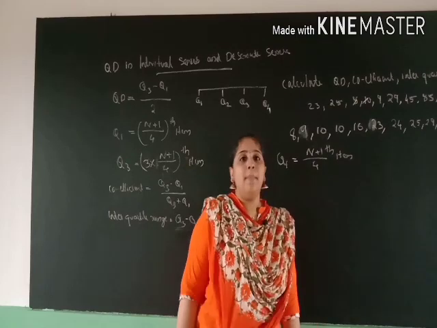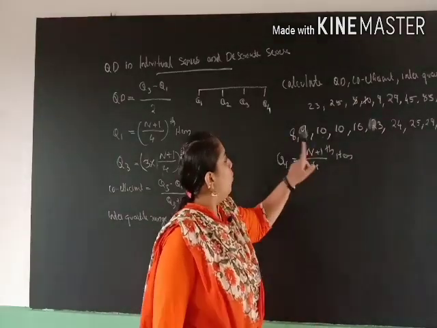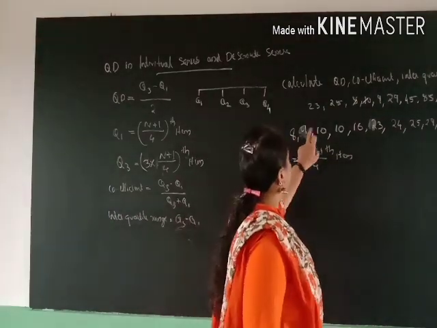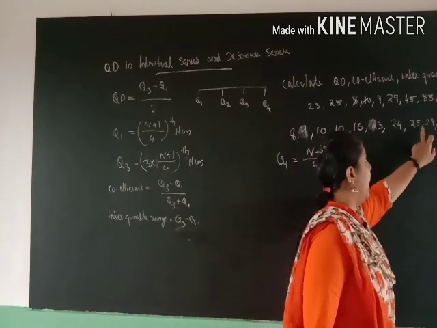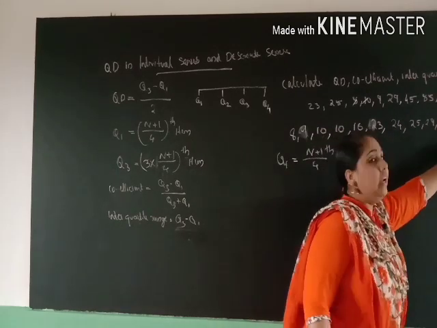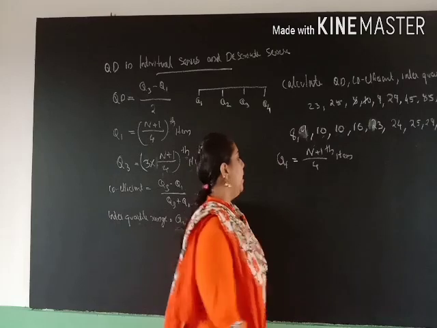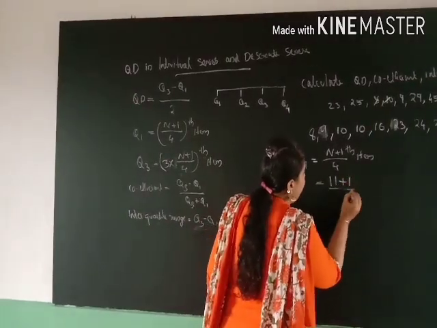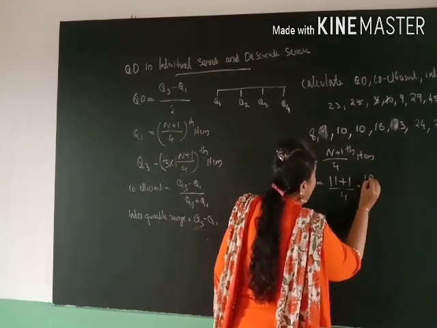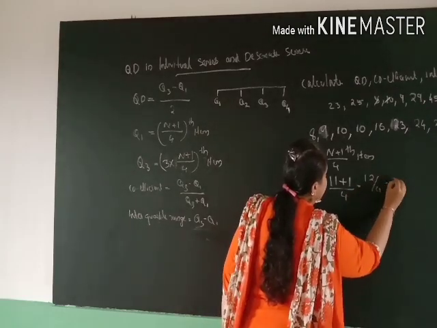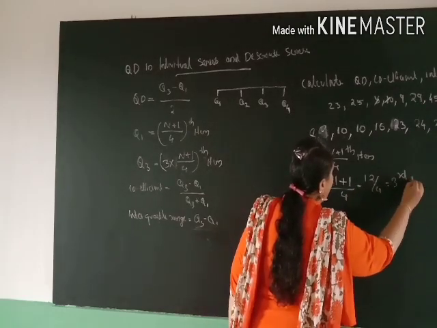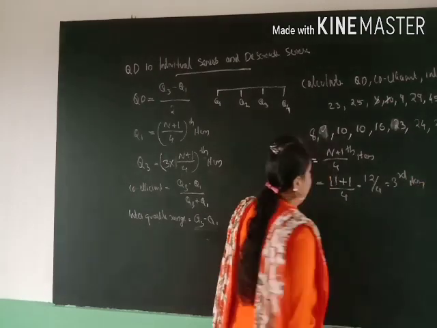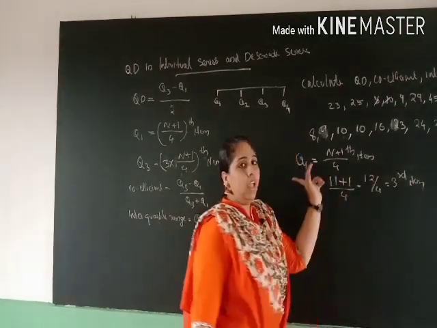N means number of observations. So what is the n here? 1, 2, 3, 4, 5, 6, 7, 8, 9, 10 and 11. So here n equals 11. 11 plus 1 by 4, that is 12 by 4, that is the third item. So in the observation we have 11 items. The third item will be Q1.